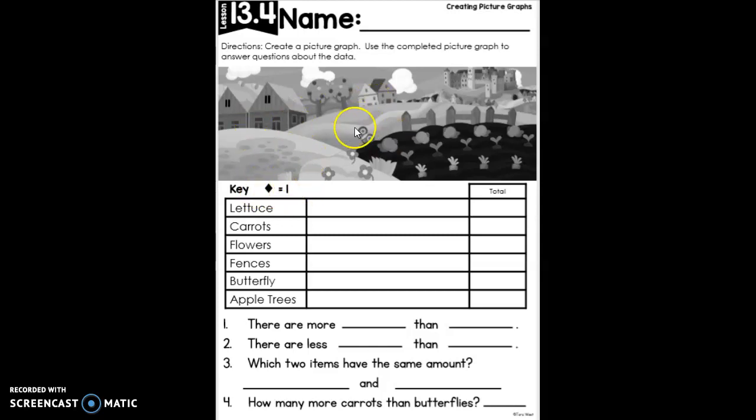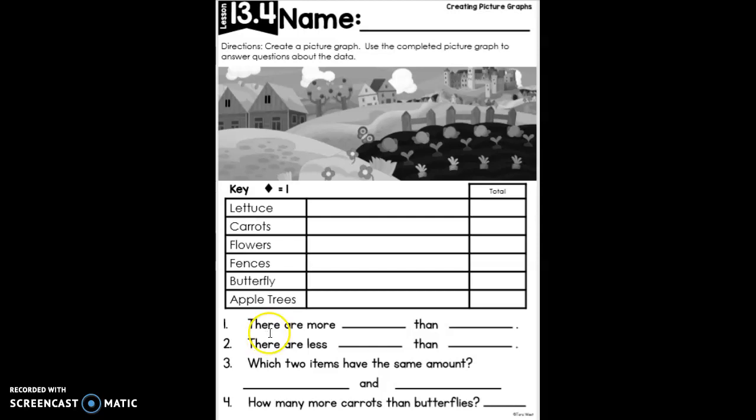So you're going to look at this picture and you're going to draw the number of items that there are in that picture. Lettuce, carrots, flowers, fences, butterfly, apple trees. So draw that picture, pause the video, draw that picture graph, and then come back to the questions.